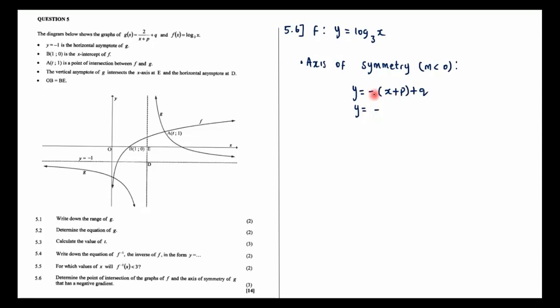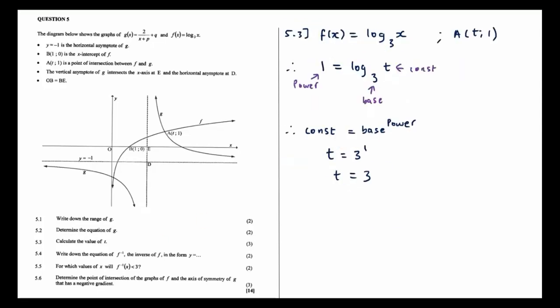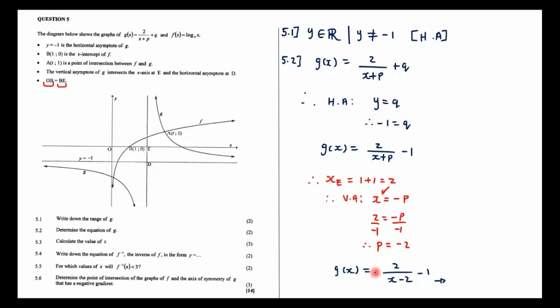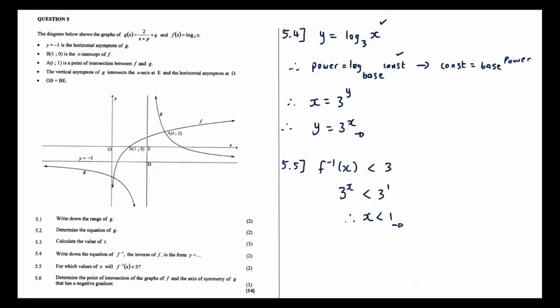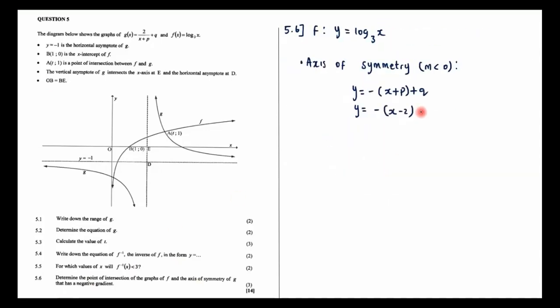The x plus p comes from the formula there, and then the q comes there. We know that our x plus p became x minus 2, when we were solving this on 5.2, and the value for q became minus 1. So we will first solve our equation like that, and then we will have our equation. Now they want us to find the point of intersection of this equation and that equation.